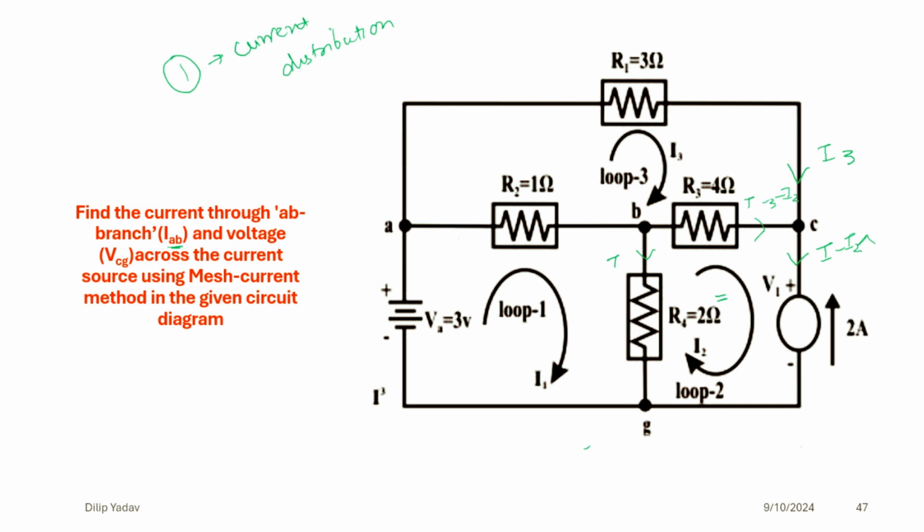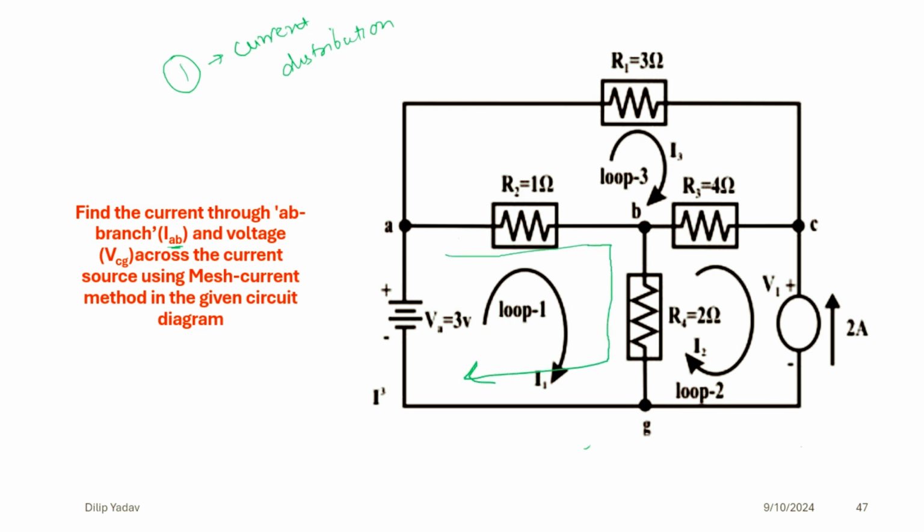This was the current distribution. That means the current can be distributed like this. And now what we are going to take, we said that we have the 3 loops. That first loop was this, the current is flowing in the circuit like this.